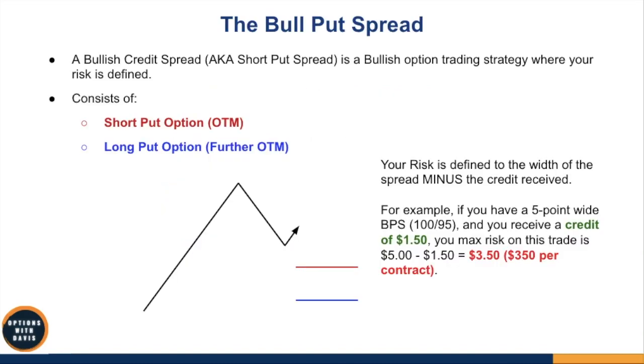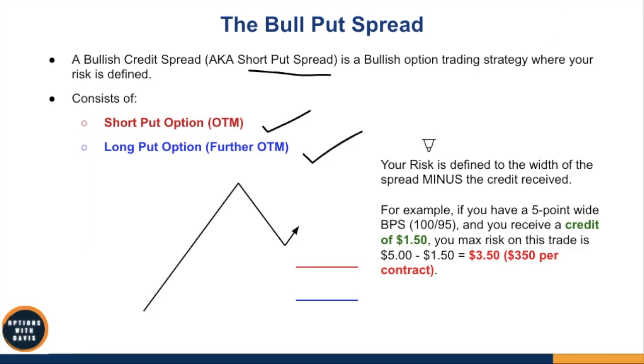Alright. So first of all, what is the bull put spread? The bull put spread is a bullish credit spread, also known as the short put spread. It is a bullish option trading strategy where your risk is defined, right? It consists of two single put options. First off, you have the short put option, which I like to put somewhere out of the money, right? Some people like to put it at the money, or some people like to put it in the money, right? So these are three different ways that you can do it, but generally I like to do it out of the money.